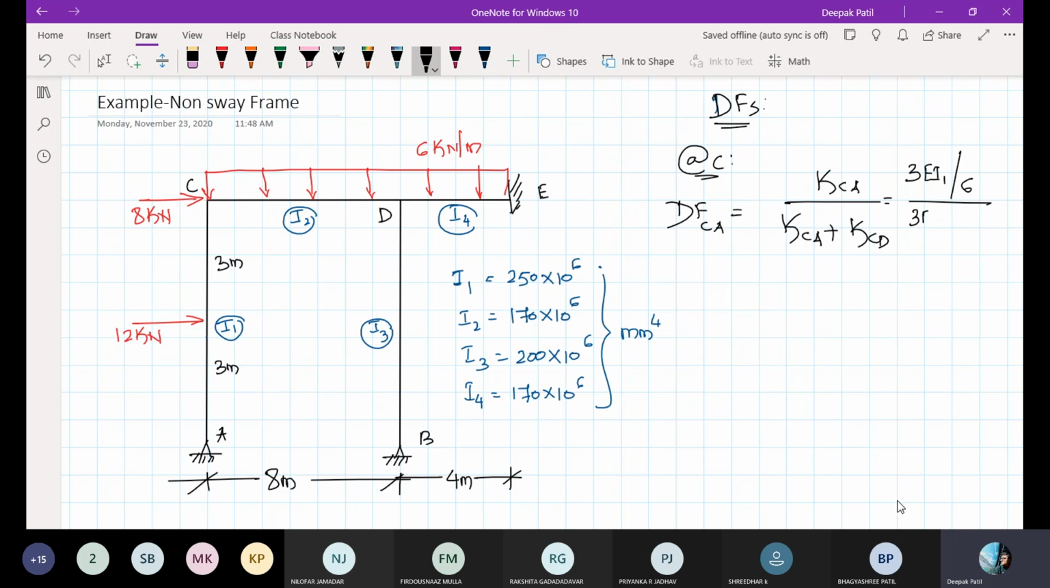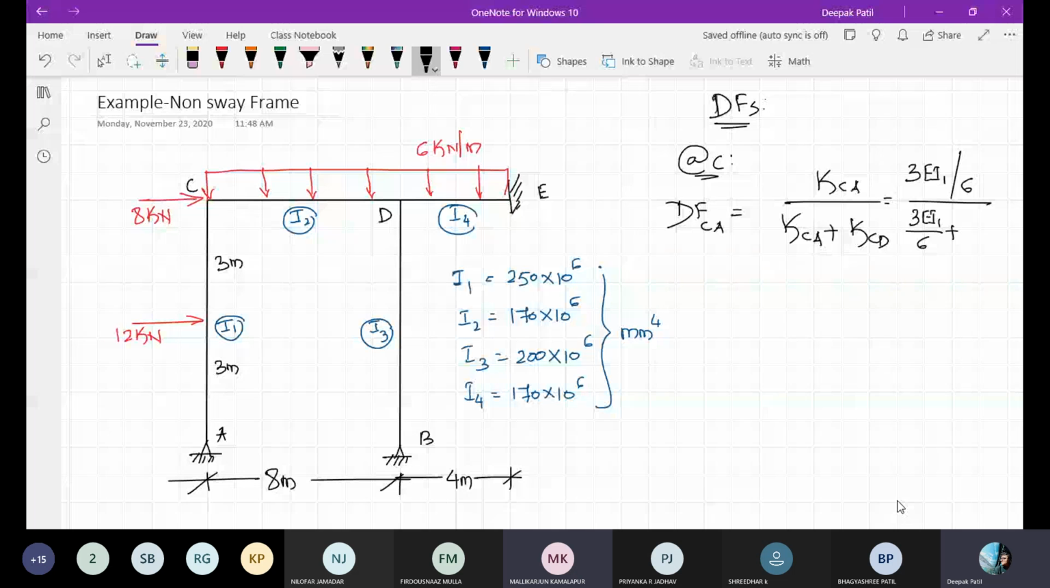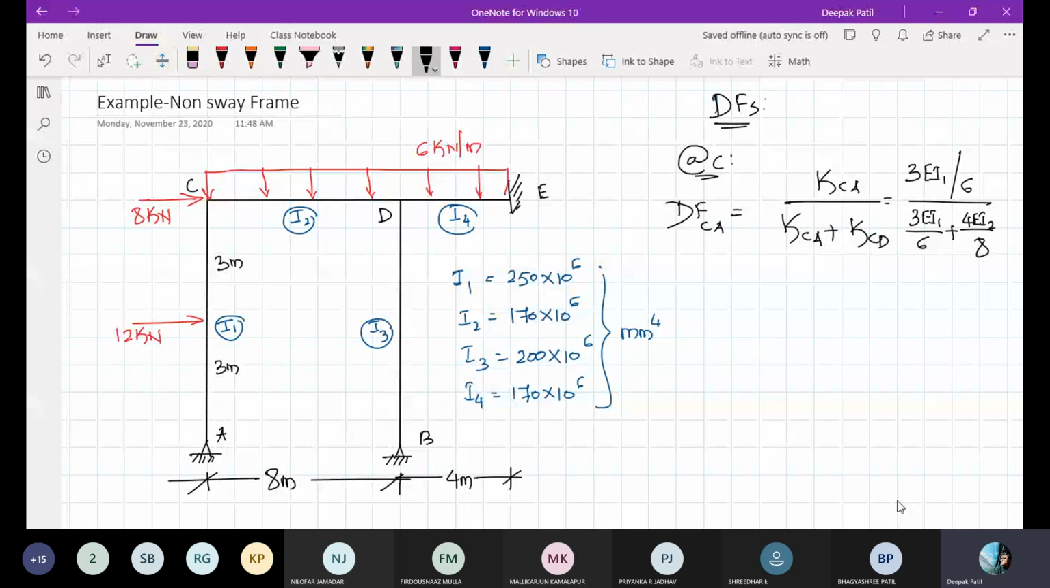Similarly, this is also 3. And KCD: 4EI by L or 3EI by L? Yeah, it should be 4EI by L because D is an intermediate support, so 4EI2 by 8.